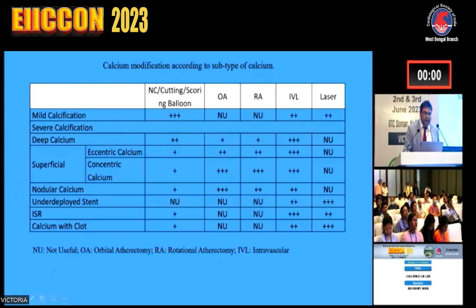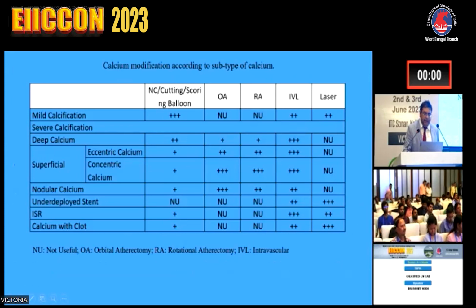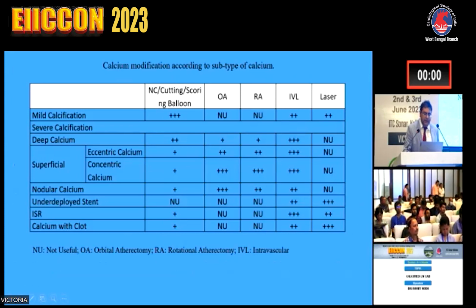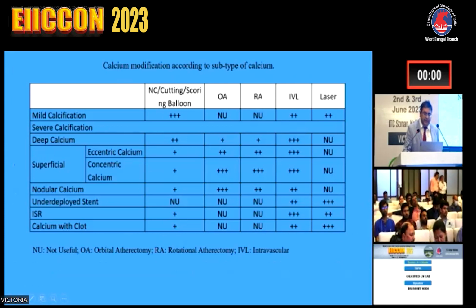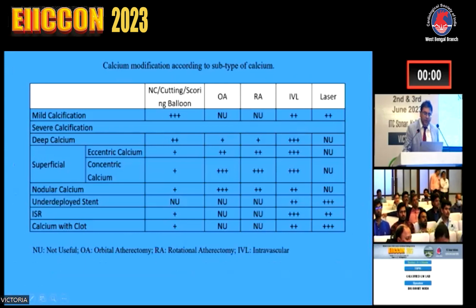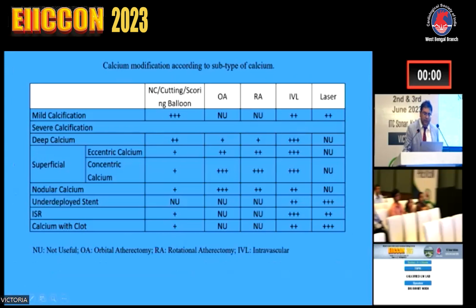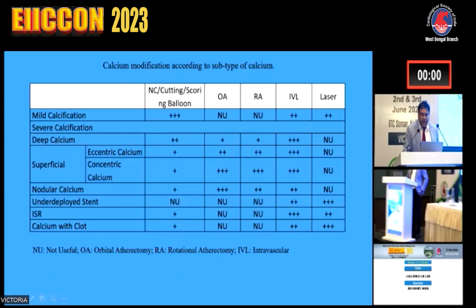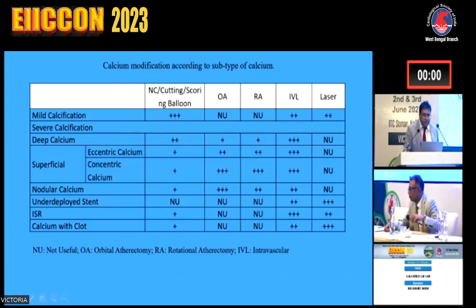So these are the various modification methods which are used in different calcium: for deep calcium, IVL is 3+. For superficial calcium, IVL is 3+, and as such, the rotational atherectomy and orbital atherectomy are 3+. For nodular calcium, OA is 3+, and still the IVL is coming up with 2+. Still, the indications are to be explored. So similarly, in ISR and clot, the IVL and laser are the treatment of choice.